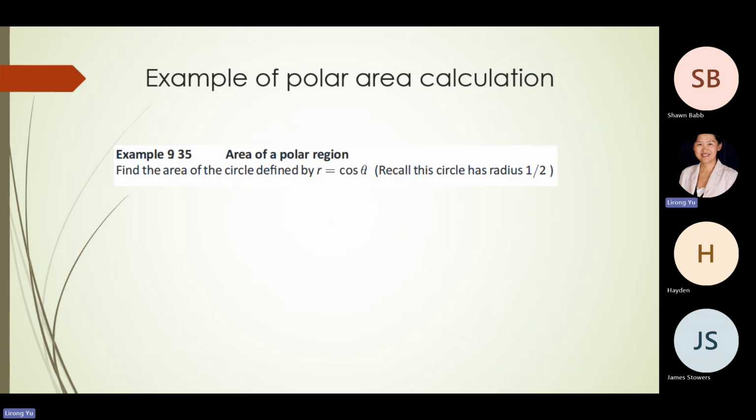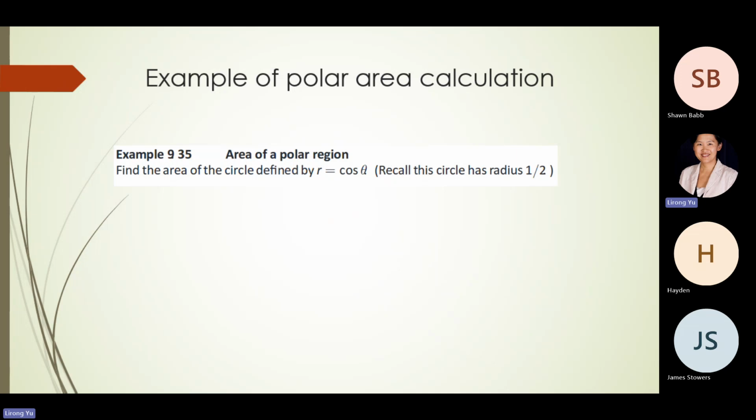Okay, so let's look at the equation. It says we want to find the area of the circle defined by r equals cosine theta. Because it's a circle, we actually have an easy way for the calculation. The area of a circle is pi r squared. If we have r, which is the radius, we will be able to calculate the area a lot faster.